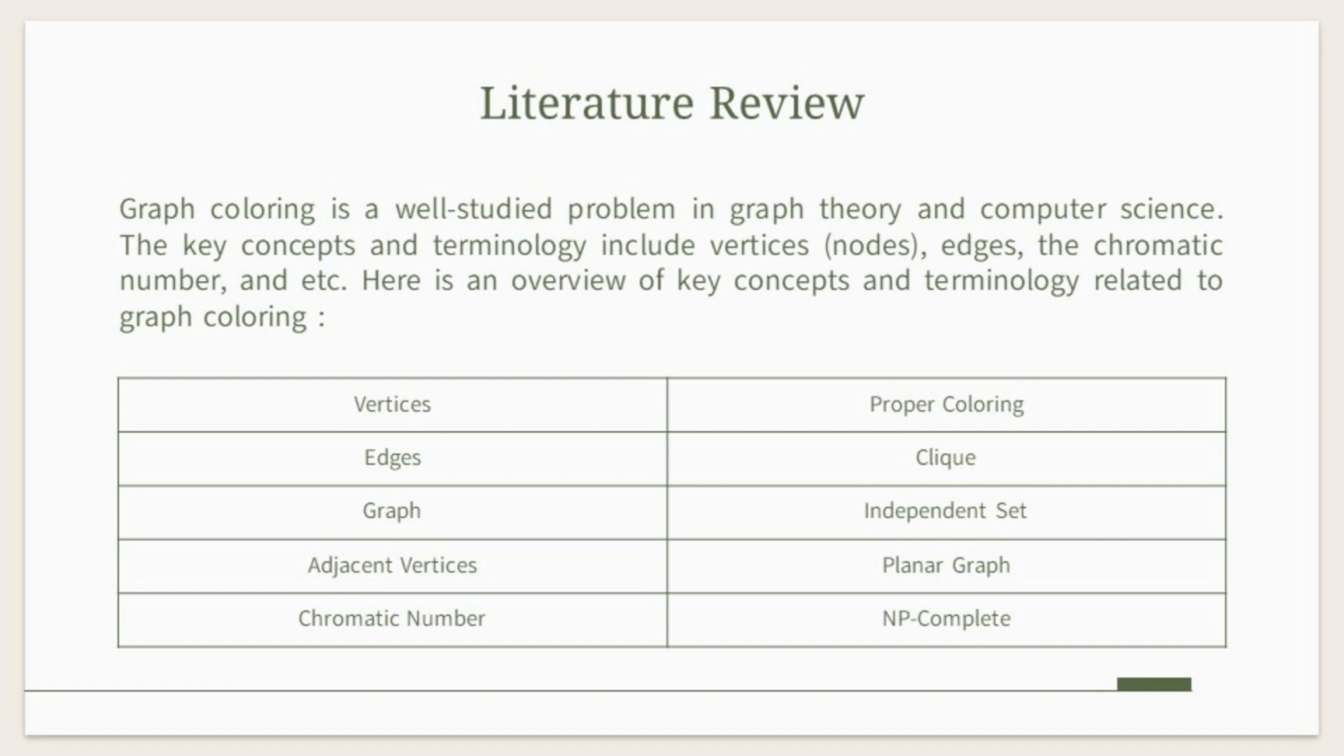Planar graph, a graph that can be drawn on a plane such that no edges cross. Planar graphs have important properties and applications, such as the famous four-color theorem for map coloring. NP-complete. Graph coloring is an NP-complete problem, meaning it is computationally difficult to find optimal solutions, especially for large graphs. This has motivated the development of approximation algorithms and heuristic approaches.